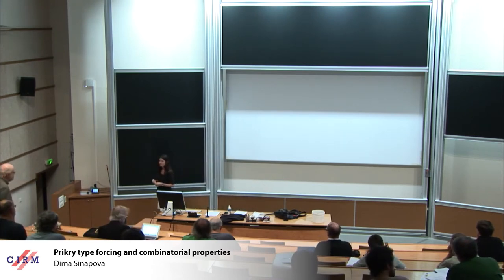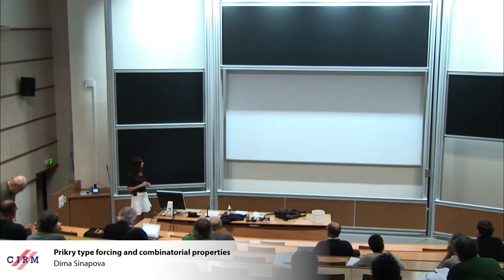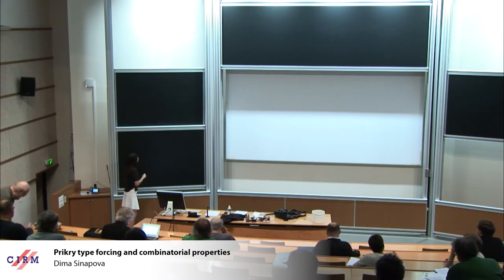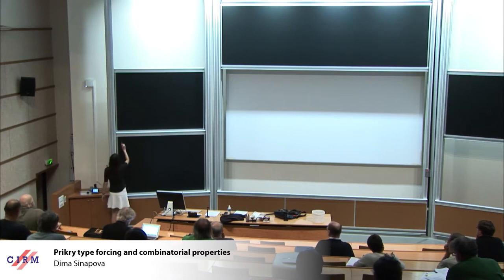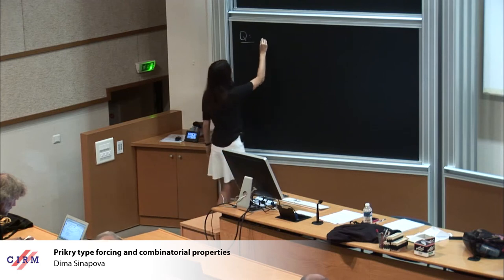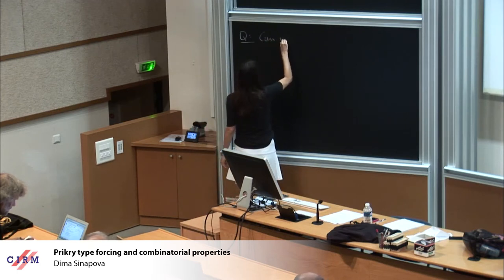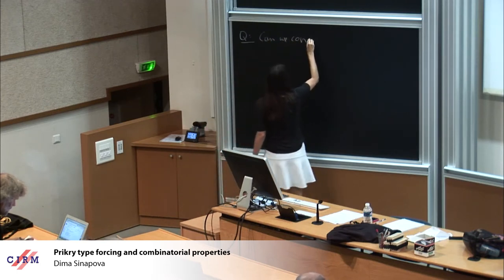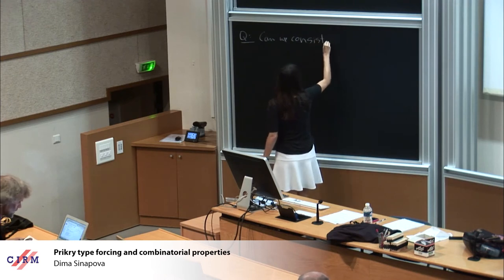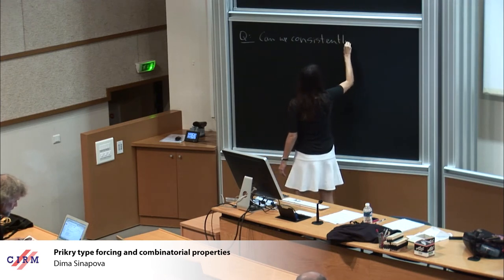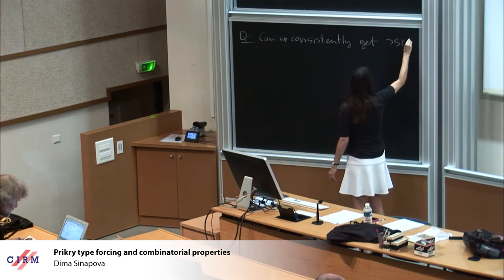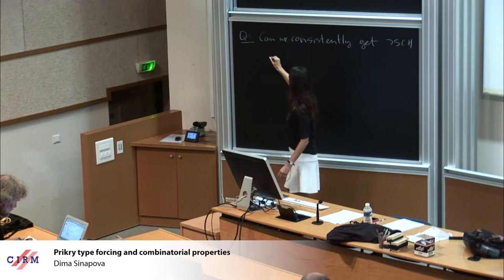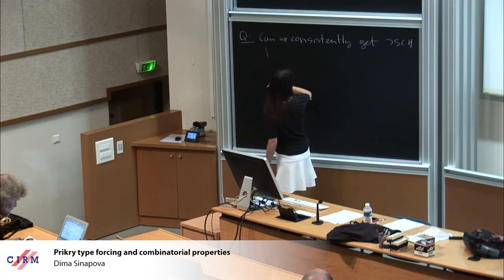The stuff I'm going to talk about is motivated by an old question of Woodin. So let me introduce the problem. The question is, can we consistently get failure of SCH together with failure of weak square at aleph omega?